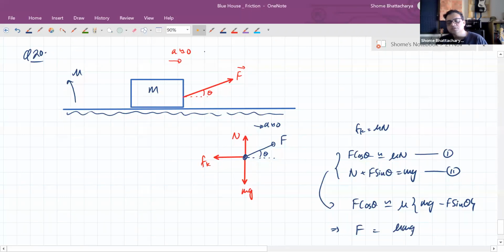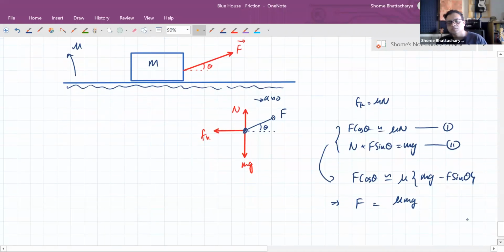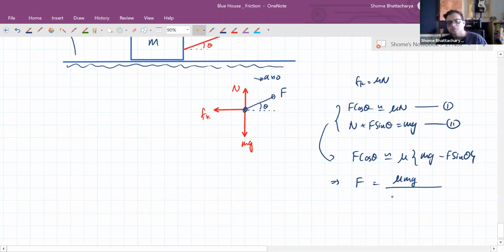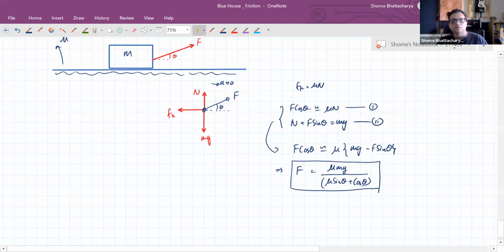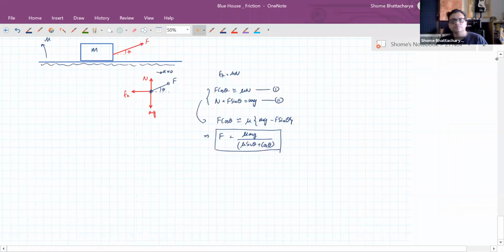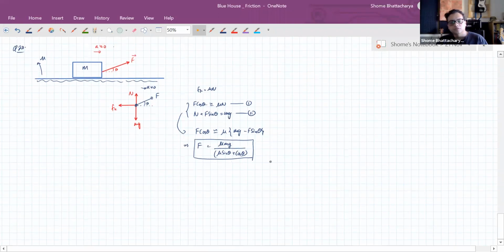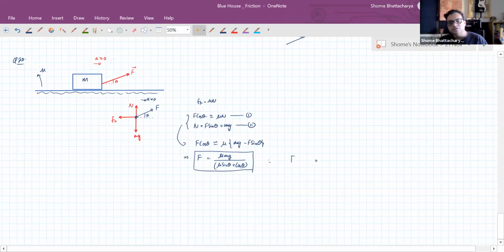It is mu mg upon cos theta plus mu sin theta, that kind of linear relation. This relation. So this is F as a function of theta. This is where your mathematical analysis comes in now. So this is the force as a function of theta.